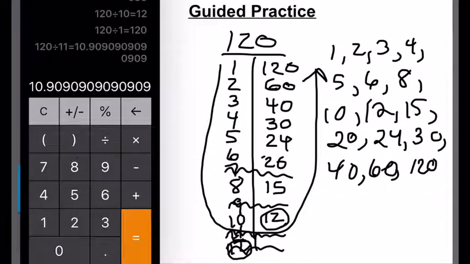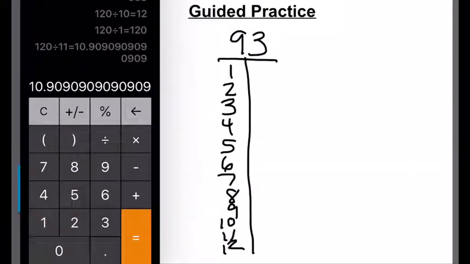Let's try one more problem on our desk together. Let's find the factors of 93. Pause the video and find all of the factors of 93. The first factor pair of 93 is 1 and 93.